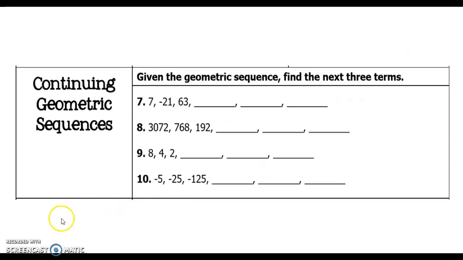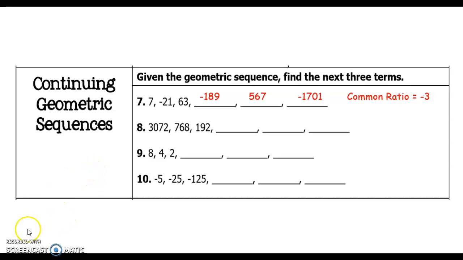All right, now we're being asked to find the next 3 terms in the sequence. So first of all, we have to decide what our common ratio is, and then we can proceed. So for number 7, it would appear that the common ratio is negative 3, and then if I multiply 63 by negative 3 and keep going, that would be negative 189. Negative 189 times negative 3 would be 567, and negative 1701.